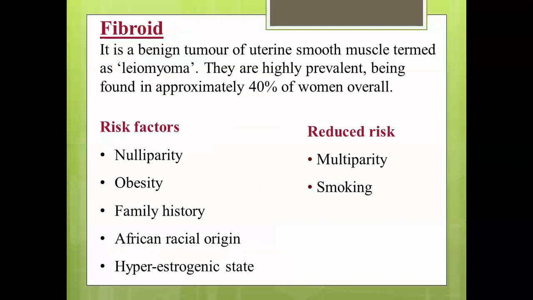So, first, what is uterine fibroid? It is a benign tumor of uterine smooth muscle termed as leiomyoma. They are highly prevalent, being found in approximately 40% of women overall. The risk factors for development of fibroid are nulliparity, obesity, family history, African racial origin, and hyperestrogenic state. The factors that may reduce the incidence of development of fibroid are multiparity and smoking.